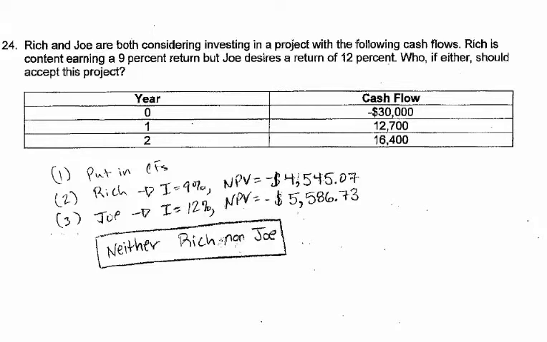Now, what you want to do is look at each one of these as independent situations. So maybe Rich and Joe could both accept the projects if they both made positive NPVs. Okay, so keep that in mind for the exam. I doubt that the exam will pop up with both of them not accepting again. So hopefully that's a big hint for you down the road.